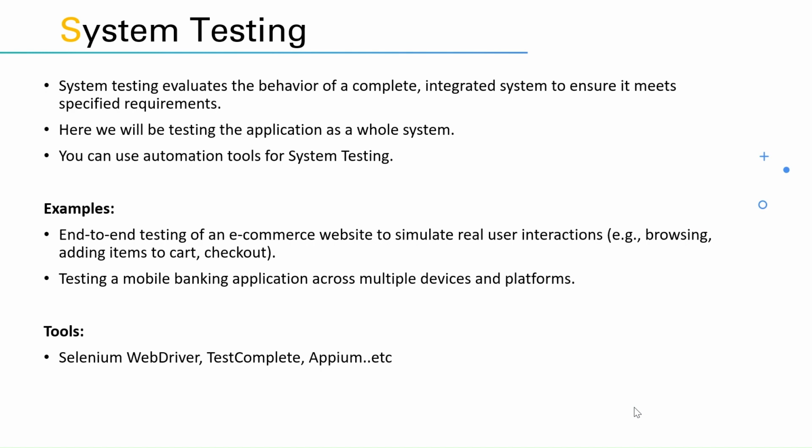System testing. System testing evaluates the behavior of a complete, integrated system to ensure it meets specified requirements. Here we will be testing the application as a whole system. You can use automation tools for system testing. Examples for system testing are end-to-end testing of an e-commerce website to simulate real user interactions, for example, browsing, adding items to cart, checkout. Testing a mobile banking application across multiple devices and platforms. Selenium WebDriver, TestComplete, Appium, etc. are the tools used for system testing.